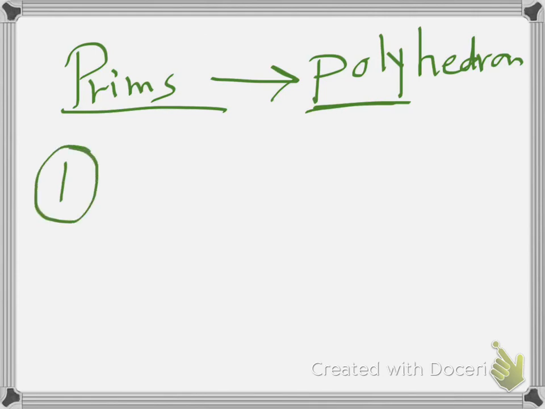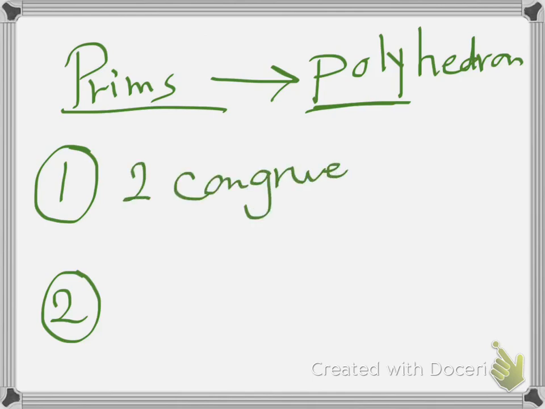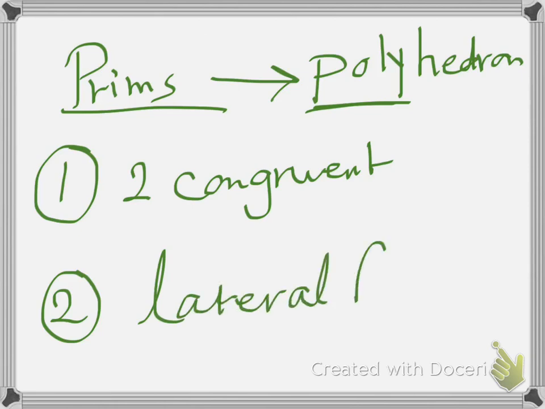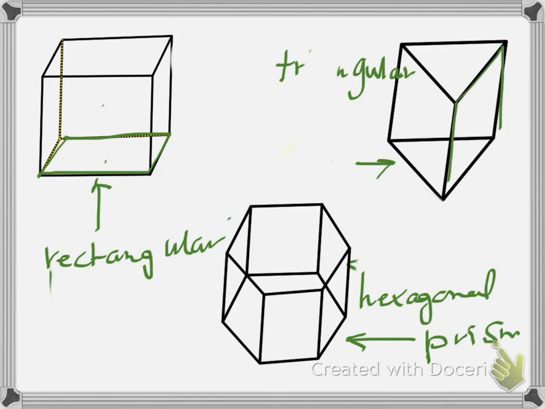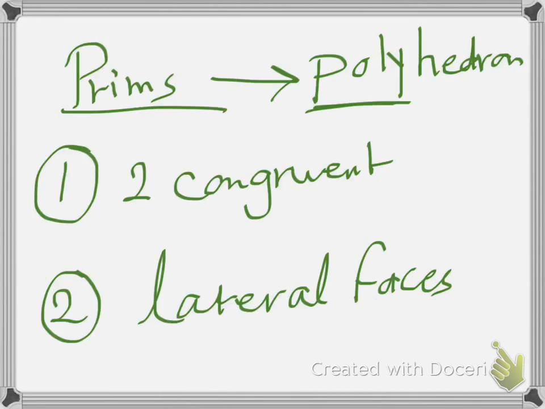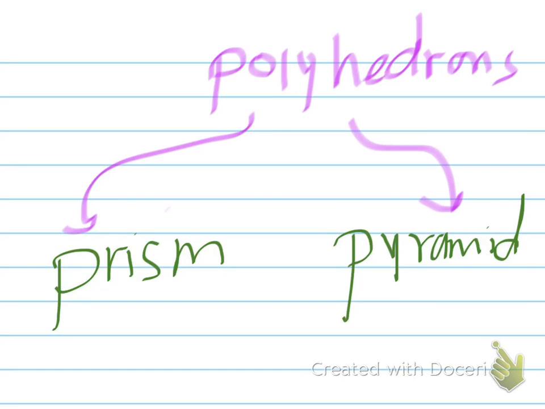There are two main things you have to take care about. Any prism has two congruent bases. They must be polygons, of course, and it has lateral faces, and all the lateral faces are rectangles. So the prism has two congruent bases, and it has lateral faces. That's about polyhedron.